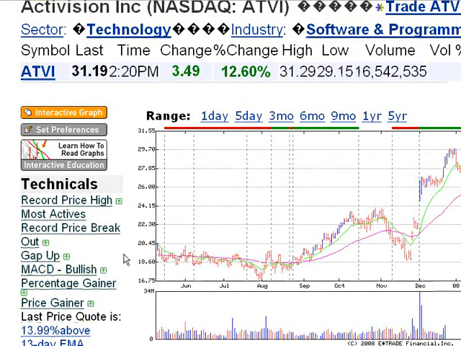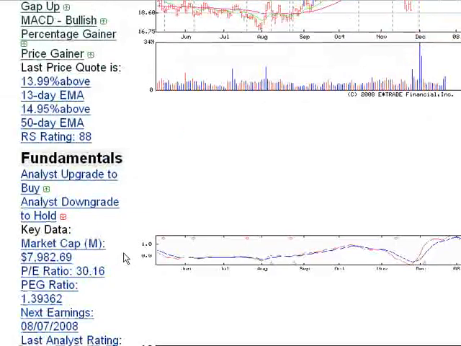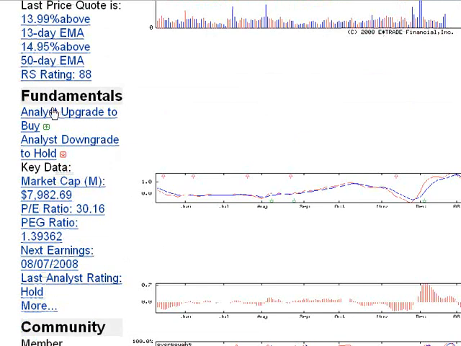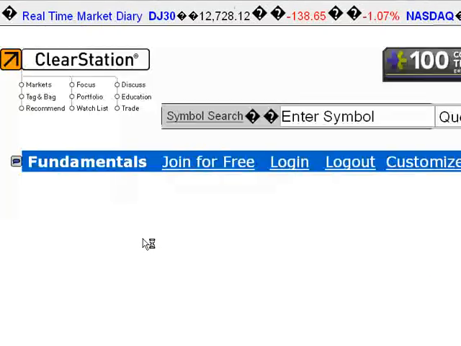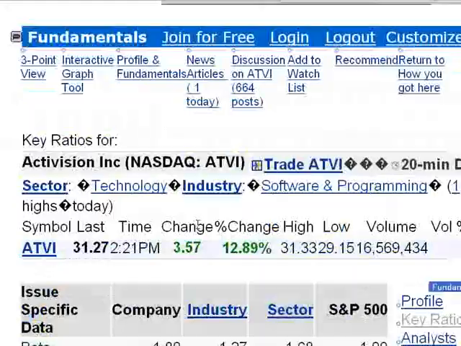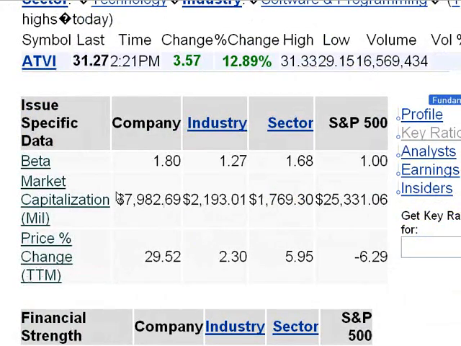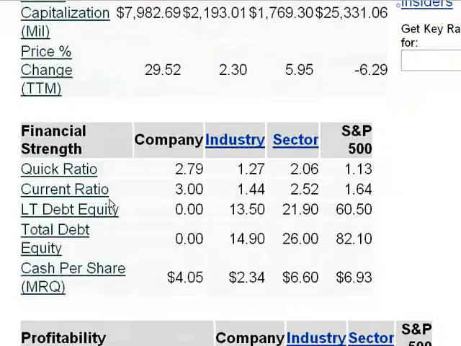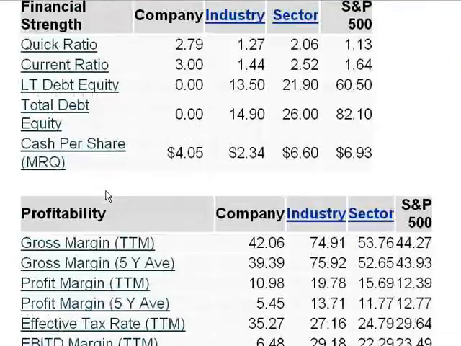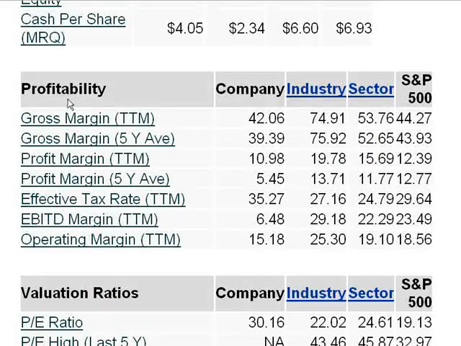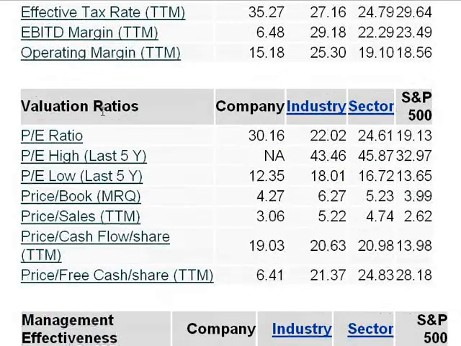So then the last part is to check the PE ratio of the stock and see if it's inexpensive for its industry. So here on the left-hand side, as you scroll down, you'll see fundamentals, and you'll see the PE ratio for Activision is 30.16. And if you click on that, it brings up a whole bunch of different financial information on the stock. And what we're going to do is we're going to scroll down past financial strength, past financial profitability, and you're going to see valuation ratios. And you can see that Activision has a 30, while the industry has 22.02.